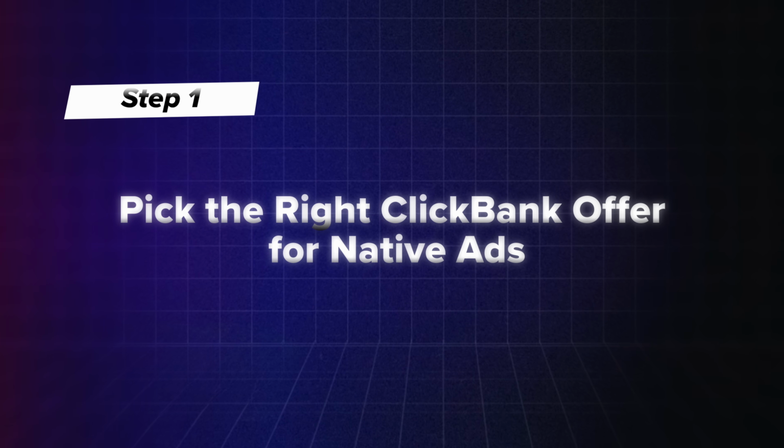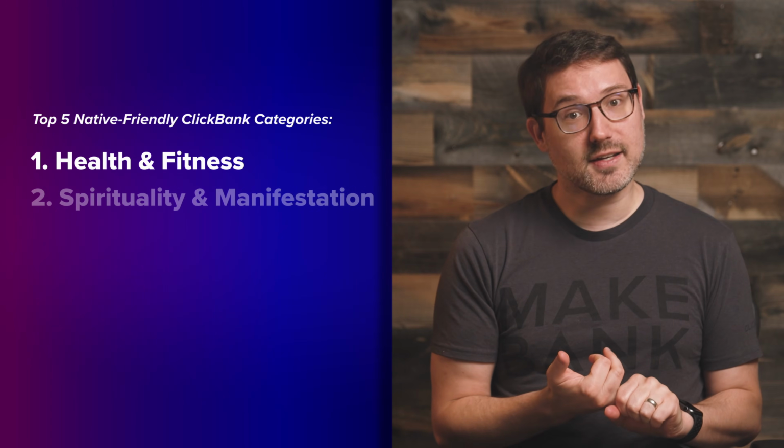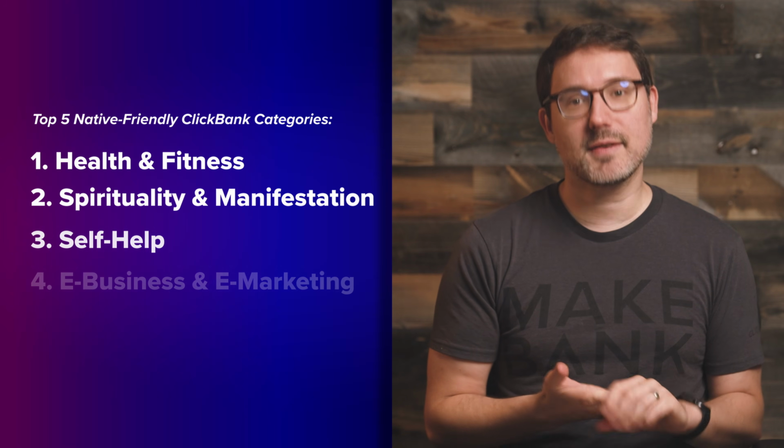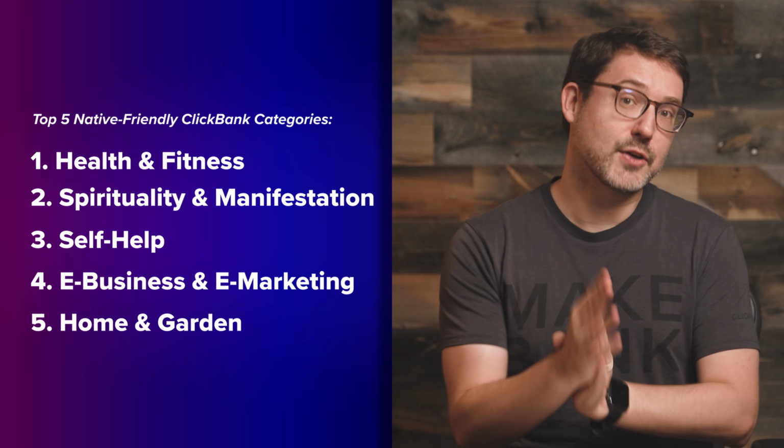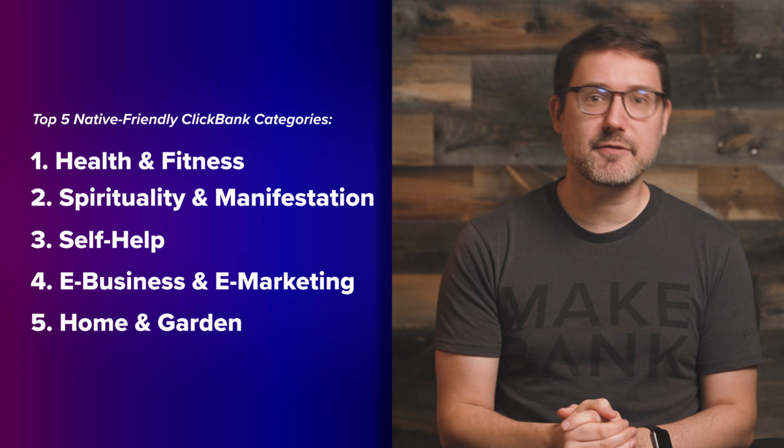Pick the right ClickBank offer for native ads. Now, before you run a single ad, you need to find the right offer to promote. On native, the name of the game is mass appeal, products that virtually anyone may be interested in. I've taken the liberty of collecting the top 5 native-friendly product categories or niches on ClickBank, and they are health and fitness, spirituality and manifestation, self-help, e-business and e-marketing, and home and garden. The good news is it's not that hard to find affiliate products in these categories because they all tend to show up on the first few pages of ClickBank's marketplace.